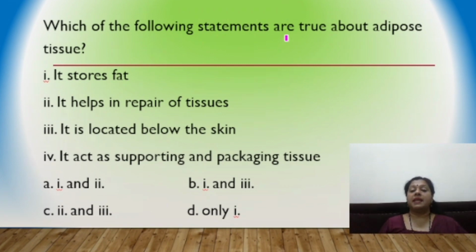Which of the following statements are true about adipose tissues? It stores fat. Yes, it stores. It helps in repair of tissue. No. It is located below the skin. Yes, that is called subcutaneous. It acts as supporting and packaging tissue. No. These two are for areolar tissue. So our answer is 1 and 3. Option B.